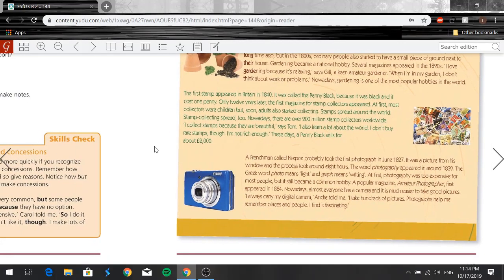A Frenchman called Niepce probably took the first photograph in June 1827. It was a picture from his window, and the process took around 8 hours. The word photography appeared in around 1839. The Greek word photo means light, and graph means writing. At first, photography was too expensive for most people, but it still became a common hobby. A popular magazine, Amateur Photographer, first appeared in 1884. Nowadays, almost everyone has a camera, and it is much easier to take good pictures.